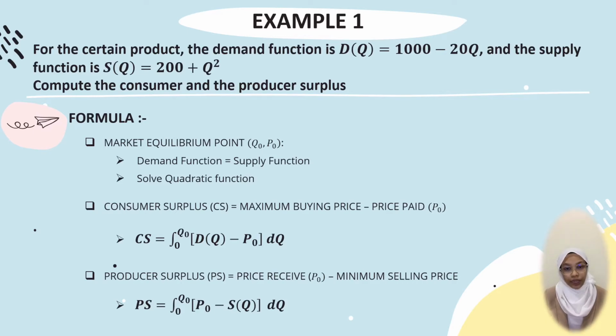The first one is the market equilibrium point, Q0, P0, where the demand function equals the supply function, and solve the quadratic equation. The second one is consumer surplus, which is the maximum buying price minus the price paid, which is like this.